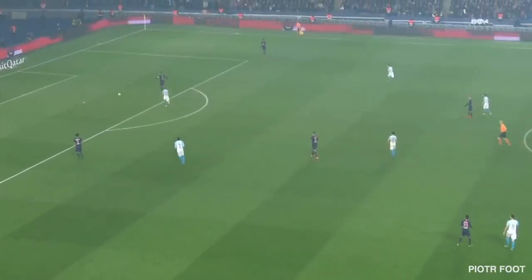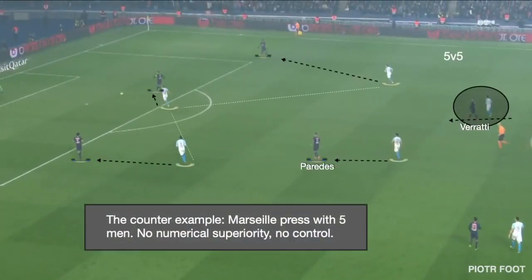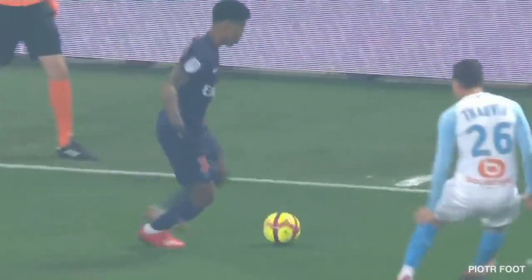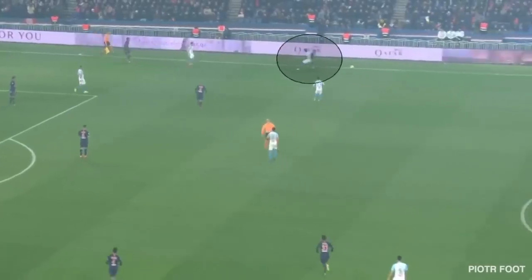And if you're not convinced by what I explain, here's a counterexample. Here, Marseille press with 5 men. No numerical superiority, no control. And logically, PSG end up losing the ball.